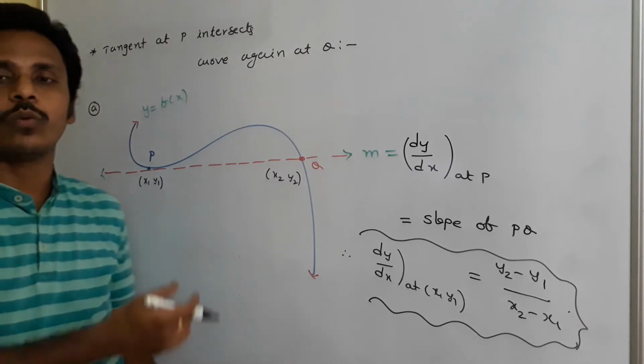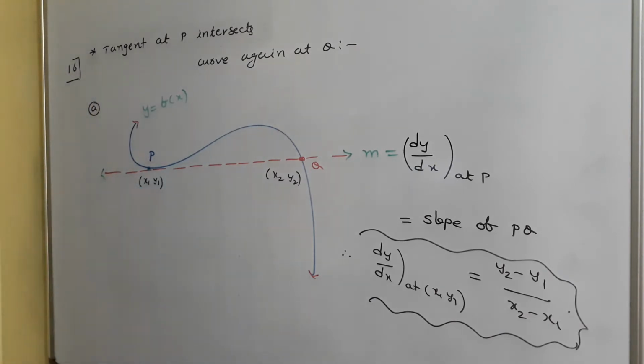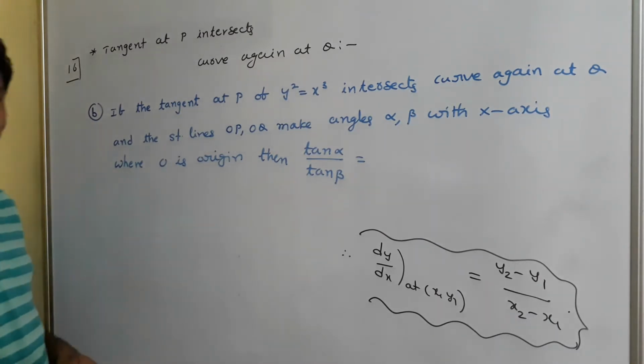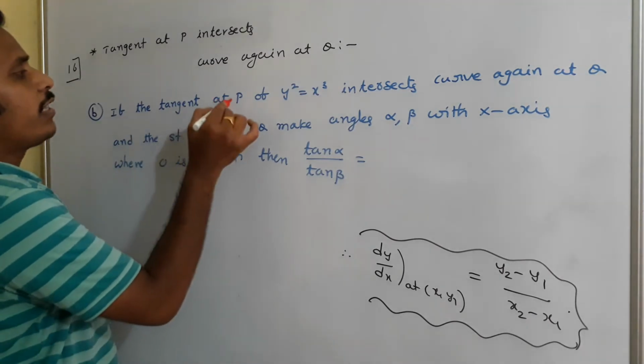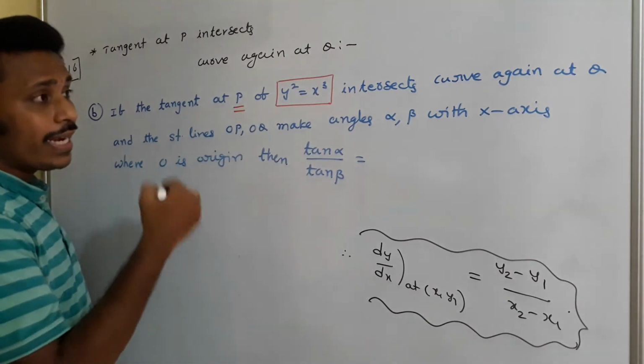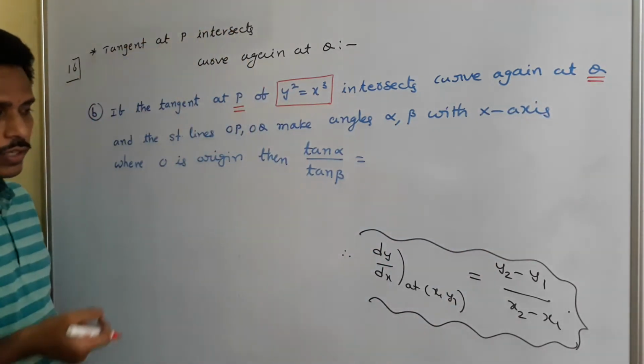I will mention here 1 or 2 problems to solve now. Just note this down, take a screenshot. I will give you a problem now. Look there on the board. There is a problem related to the tangent at a point where it intersects the curve again at some other point Q. See, the tangent at the point P of the curve y square is equals to x cube intersects the curve again at Q. So this is our present situation.